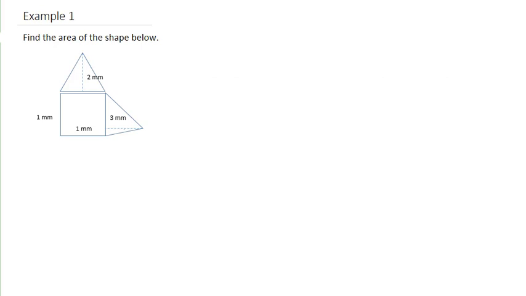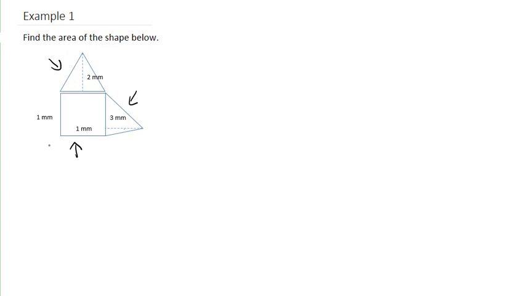Example 1. Find the area of the shape below. So you can see that we have 3 distinct shapes. So we have a triangle here, a triangle here, and a square here. And so what we need to do is break this into the 3 different shapes in order to find the areas of each one, and then we will add them together.